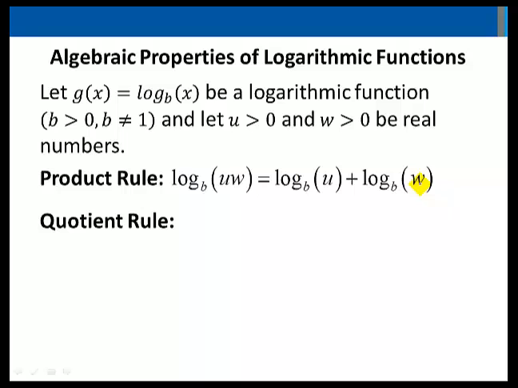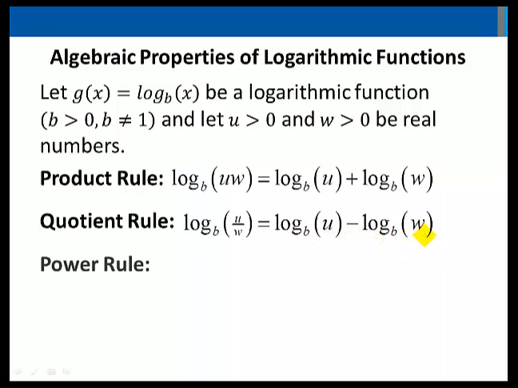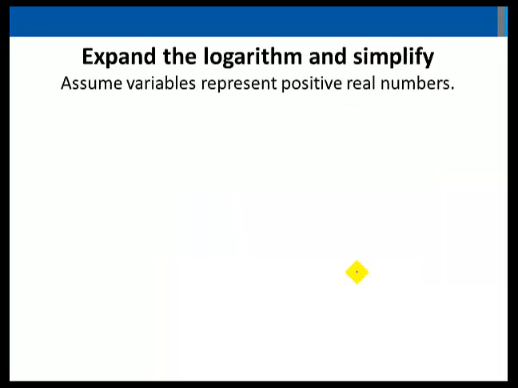The quotient rule. Log to the base b of u divided by w equals log to the base b of u minus log to the base b of w. And the power rule. Log to the base b of u raised to the power w equals w times log to the base b of u. You can refer to your textbook for proof of these rules. And we will use the rules to expand a logarithm, and we will simplify as well.